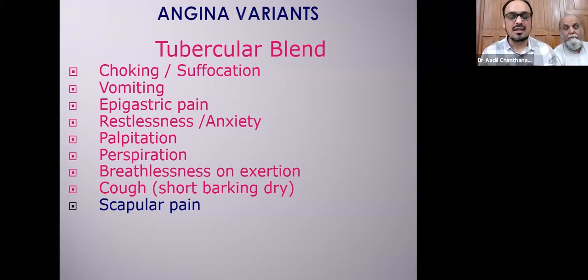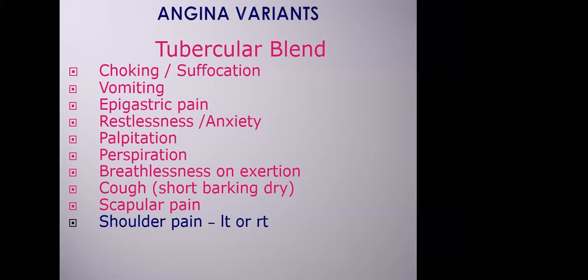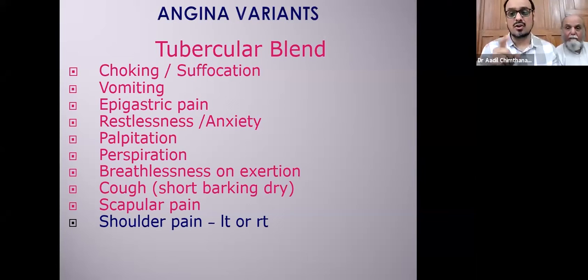Then suddenly the entire population becomes aware. Okay, what has happened? You also will get it. So they start getting investigated. Scapular pain is a very, very common presentation of an atypical angina variant and happens in diabetics to a very great extent. Shoulder pain, right and left, and particularly frozen shoulder. Frozen shoulders for a long time should be investigated for IHD unless otherwise proved, as well as for diabetes.